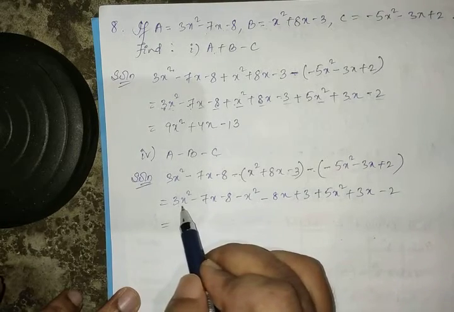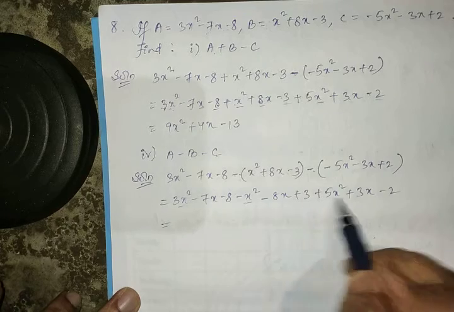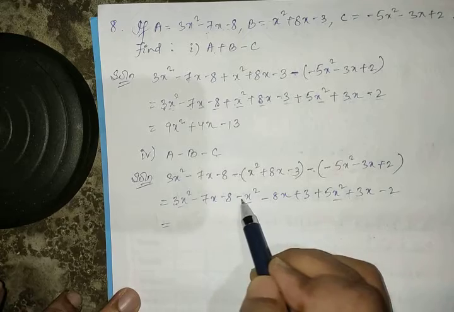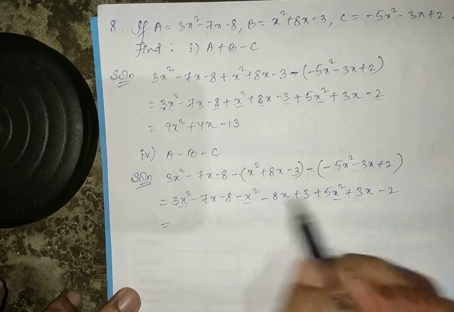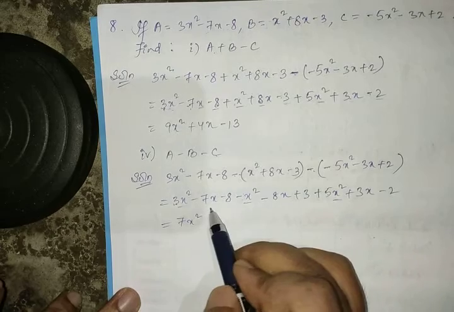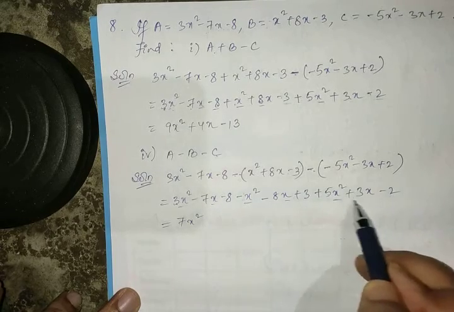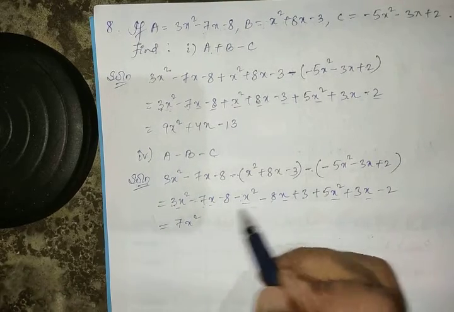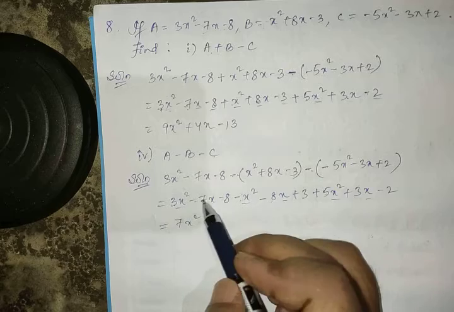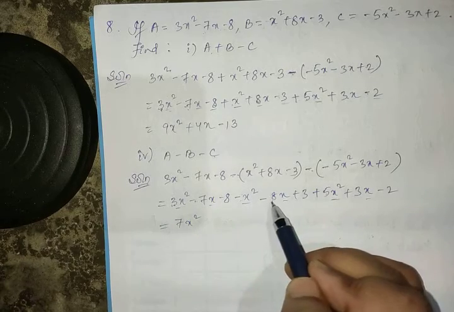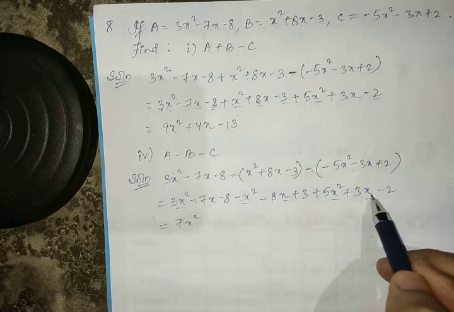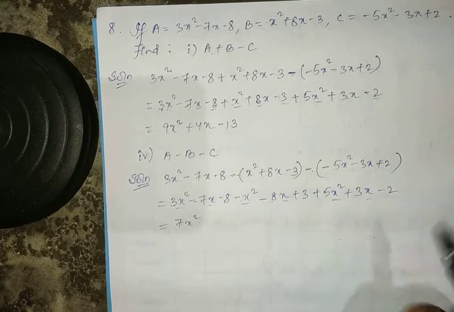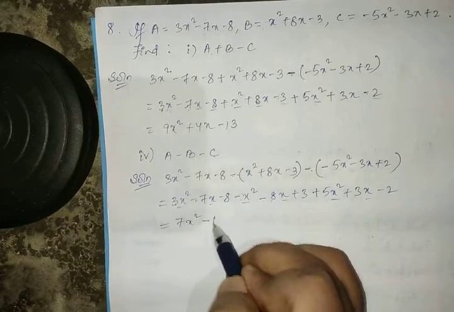For the like terms, here we have x square. Is there any other x square? Here we have, then here. So 3 minus 1, here no number means 1, 3 minus 1 is 2, and then 2 plus 5 is 7, so we'll get 7x square. Now let us find x. So minus 7 minus 8 will be minus minus, so 7 plus 8 will be 15, but the sign will be minus only because both are negative. So minus 15 plus 3, minus plus is minus, and 15 minus 3 will be 12, but here the minus sign is greater, so minus 12x.